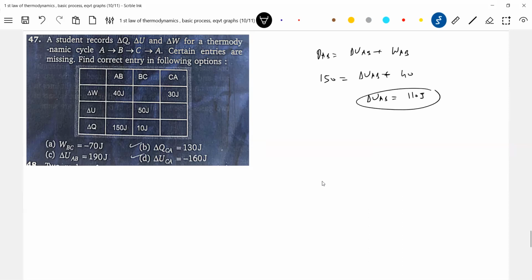Once you know delta UAB, let's go for delta UCA. Delta UAB, delta UBC, delta UCA, this whole sum should be equal to 0. In a cyclic process, what should be the change in internal energy? It should be 0. So we know delta UAB is 110, and delta UBC we know is 50. So 110, you remove 50, we'll be left over with 60 joules.